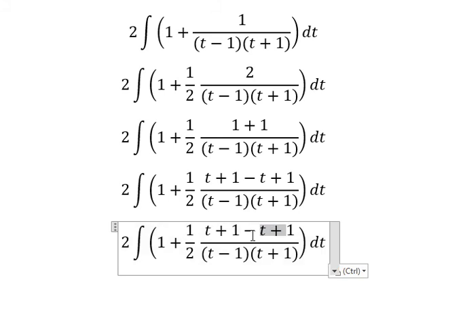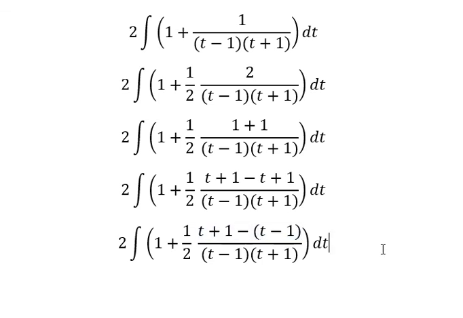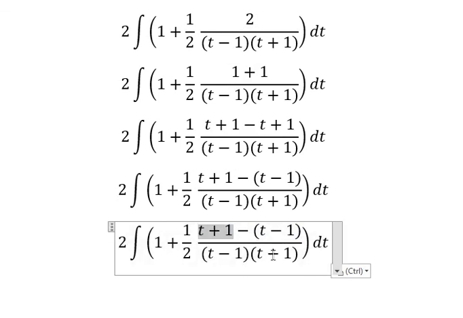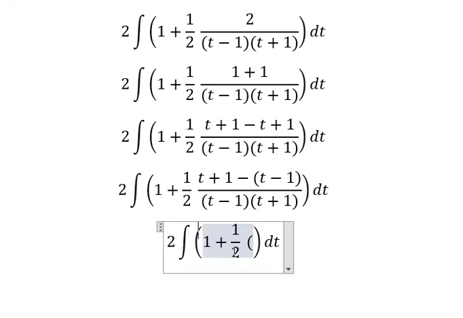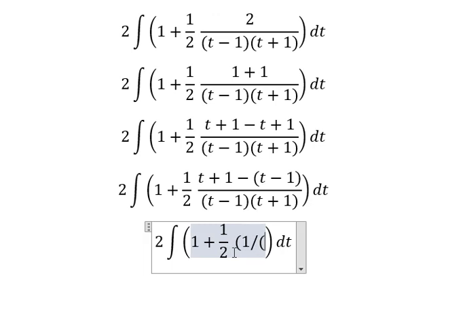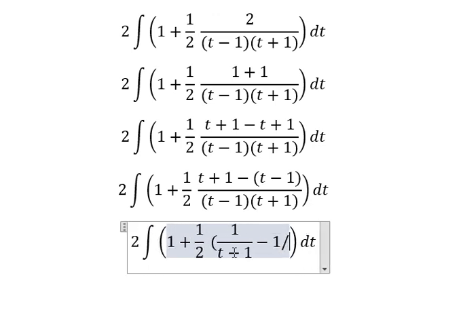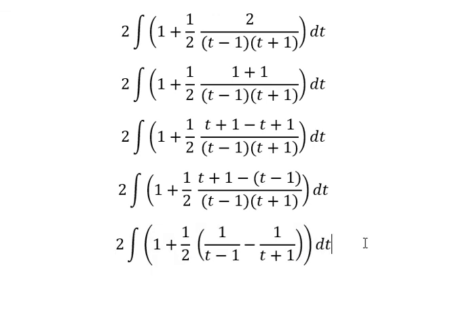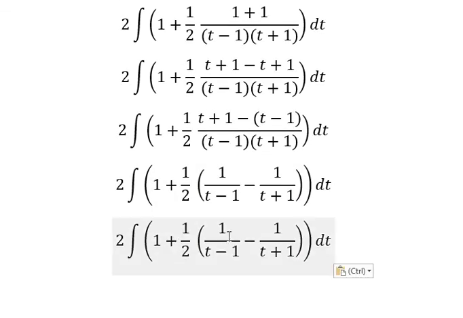And this one, that is negative open parenthesis t minus 1. So t plus 1 divided by t plus 1, t minus 1 divided by t minus 1. So we will have 1 over t minus 1 minus 1 over t plus 1. 1 over 2 multiplied by this one and this one.